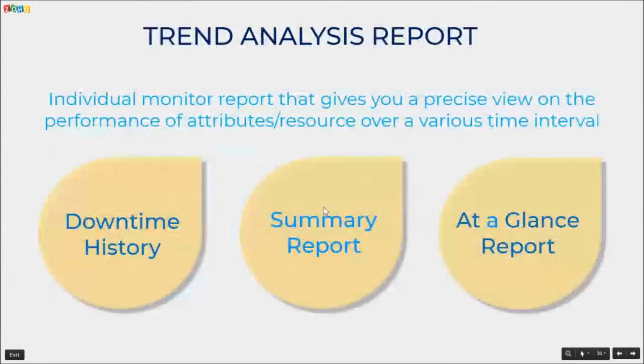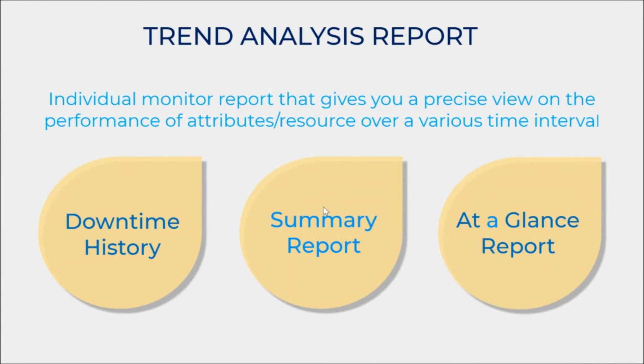So the next important one, the second report that we're going to discuss, is the trend analysis report. Here it gives you a precise view of the performance of your attributes or resources for different intervals. The downtime history is primarily an availability report that lets you know about the downtime or uptime chart across all time periods. Summary report gives you a gist of all overall statistics.